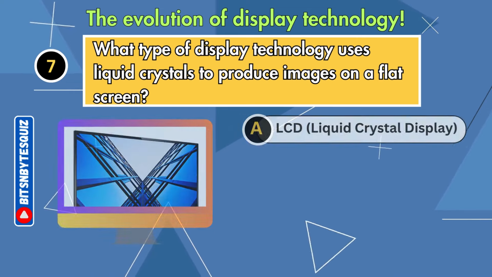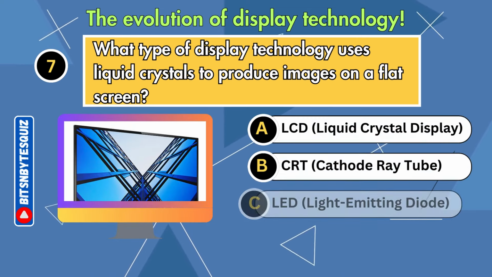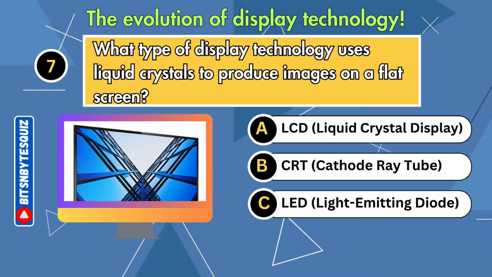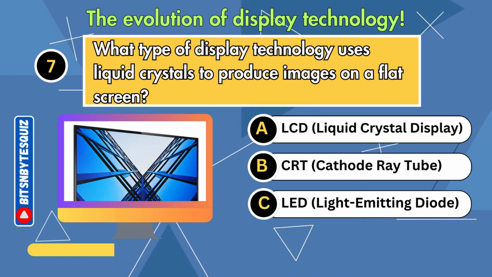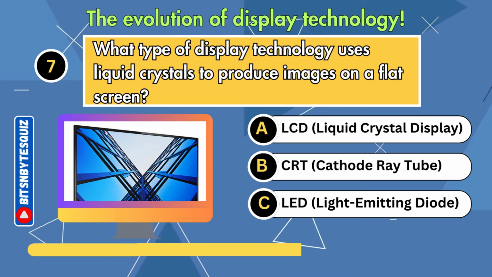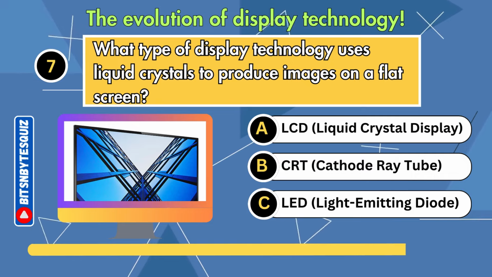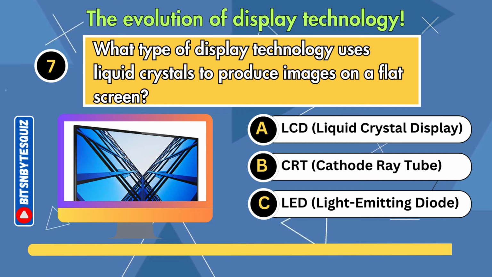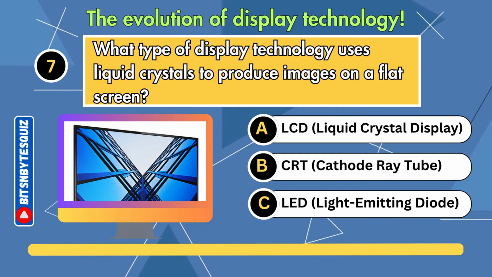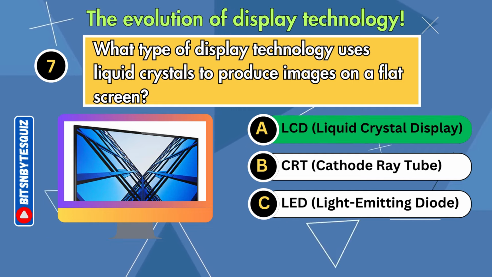What type of display technology uses liquid crystals to produce images on a flat screen? Option 1, LCD. Option 2, CRT. Option 3, LED. Answer is LCD.